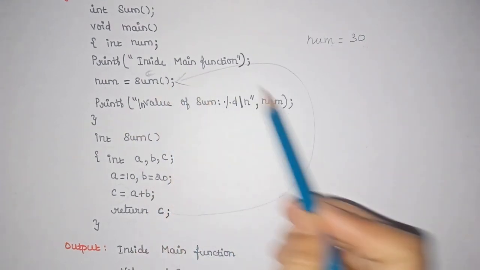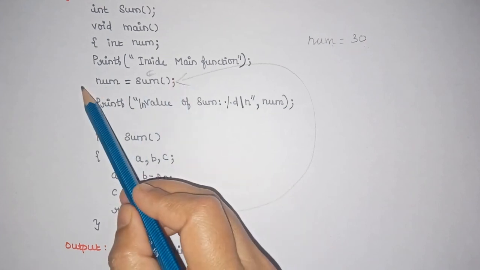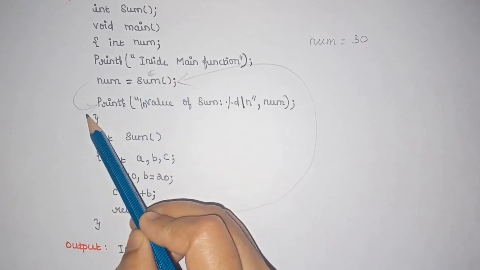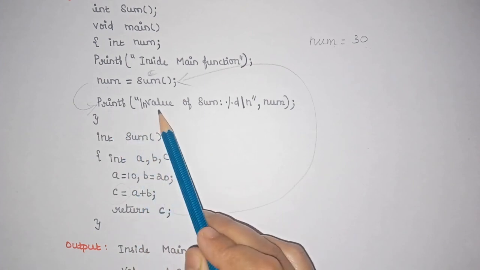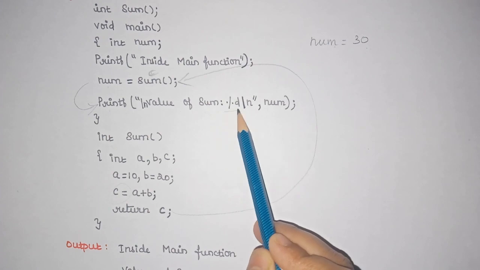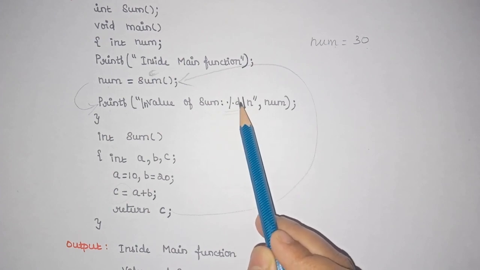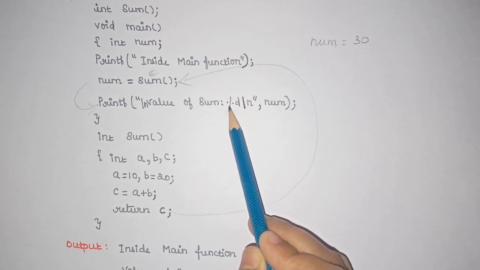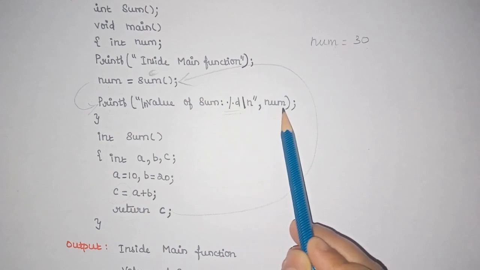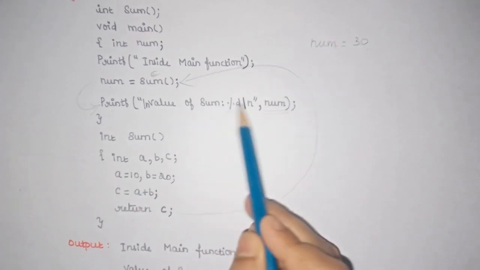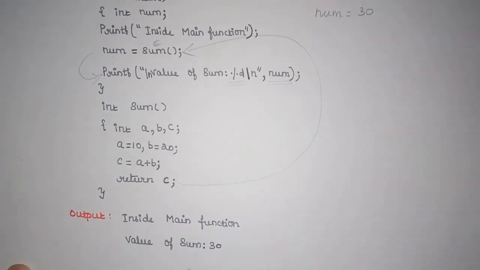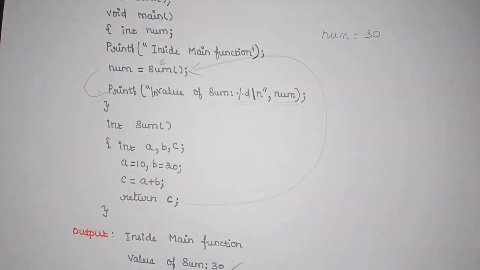After coming back to this statement, now the compiler control goes here. So now it will print the statement inside this printf function. "Value of sum is", and here we are going to print an integer value. So we are specifying %d, and what is the value to be printed here? It is num. So what is the value of num? Which is 30. So "value of sum 30" will be printed as output. So here you can see value of sum 30 is printed as output, right? So this is how a function works in a C code.